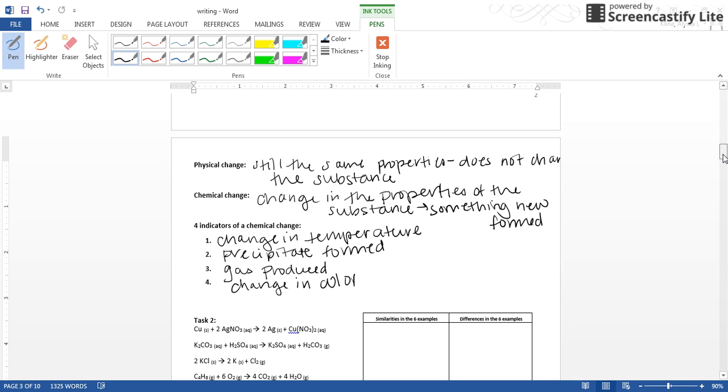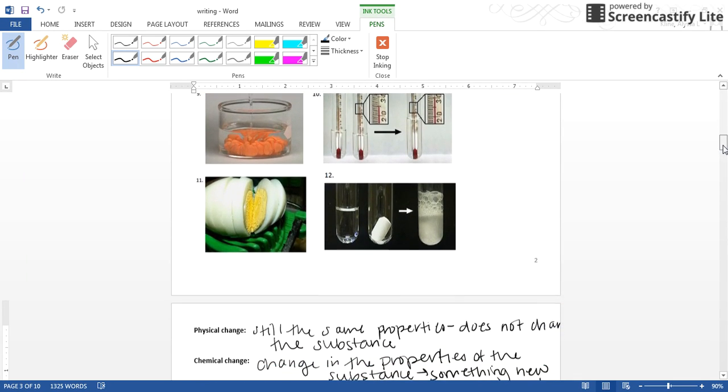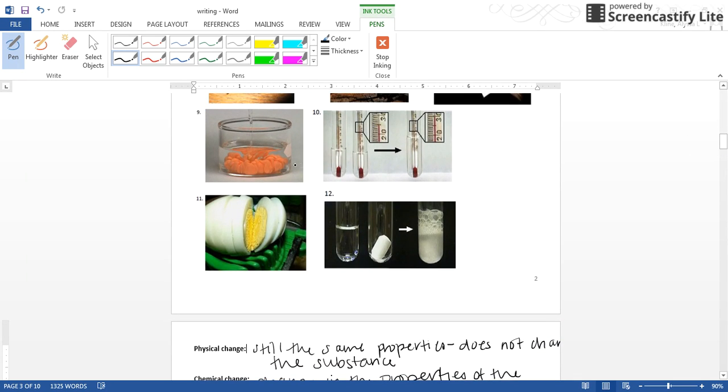So if we keep those in mind, we're going to go back to some of these examples here. So let's just go ahead and look at the ones on the bottom here. If we look at this one, for example, the egg, we're slicing the egg, but it's still the exact same thing. It's still an egg. There's just pieces of an egg now. So this is going to be a physical change. It's not like we suddenly cut up an egg and now it's a banana. Okay, it looks exactly the same. It has the same properties.